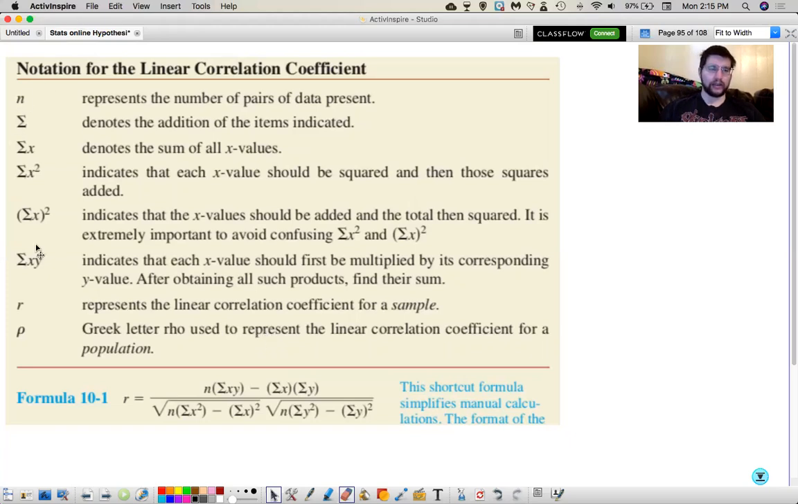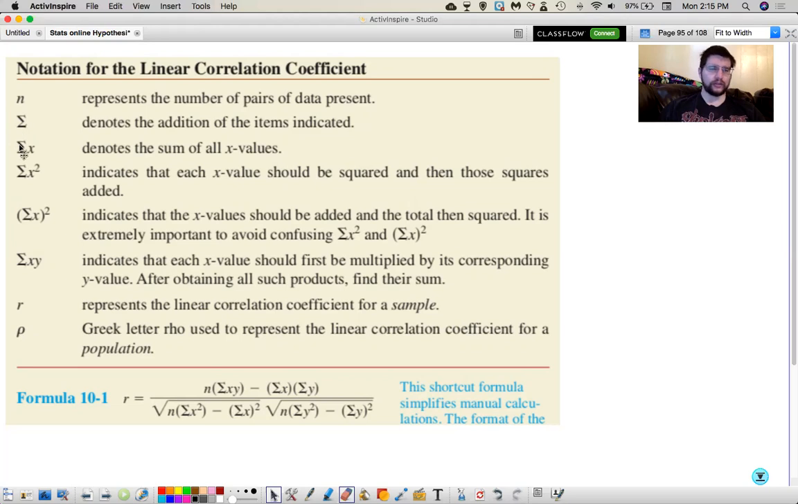I'm not going to have you calculate each of these from a set of data or anything like that. So you should know what all of these say. You should be able to read them. N is the number of pairs of data present. So if you have, let's say, 10 pairs of data, N would be 10, even though you'd have 20 numbers to type in the calculator.